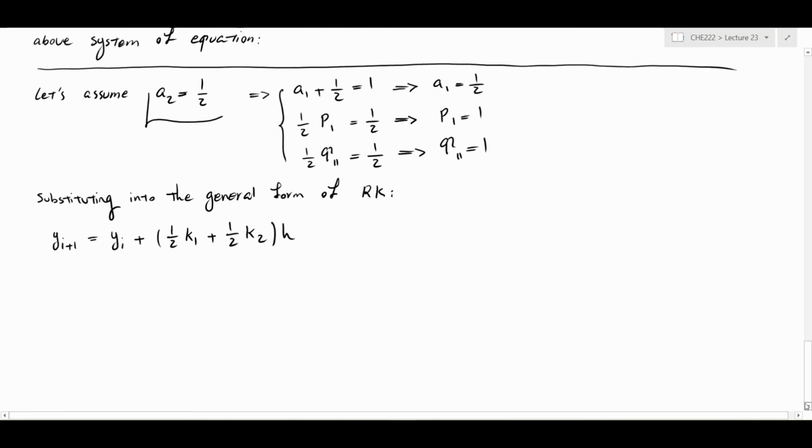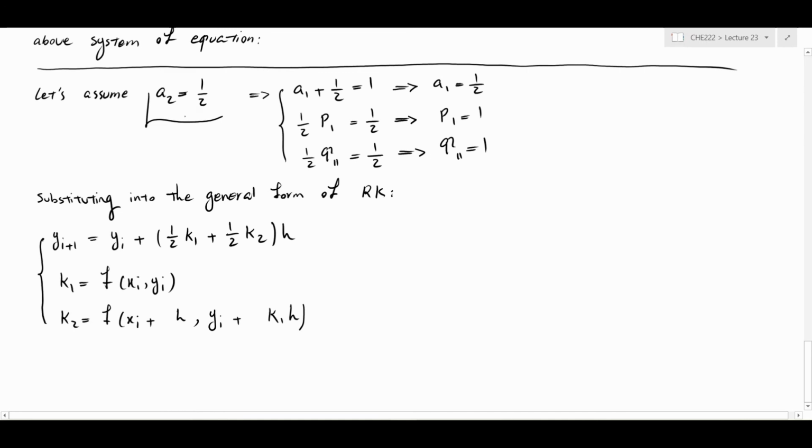And based on the definition, k1 is f of xi and yi, and k2 is equal to f of xi plus p1 times h and yi plus q11 times k1 times h. And because P1 is equal to 1 and Q11 is also equal to 1, I'm just going to delete them from here. So these three expressions together form the second order Runge-Kutta formula, assuming that A2 is equal to 1 over 2.